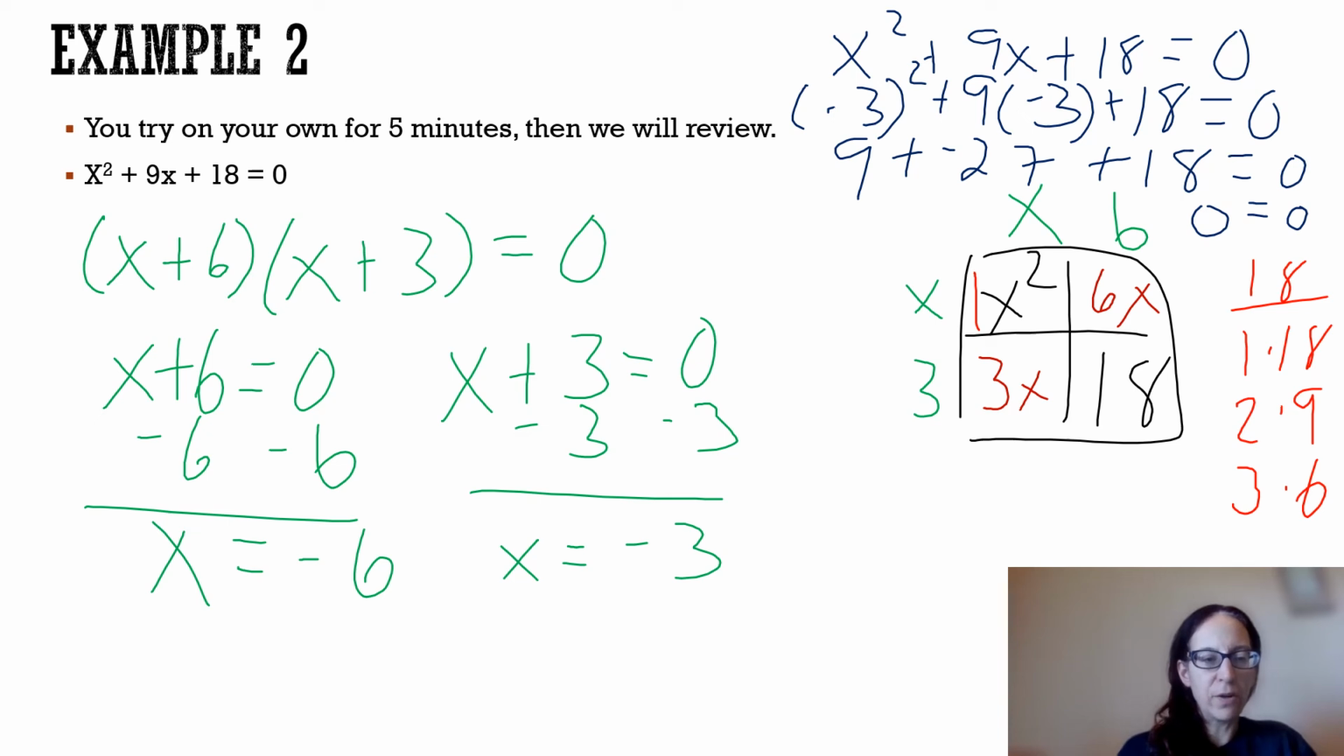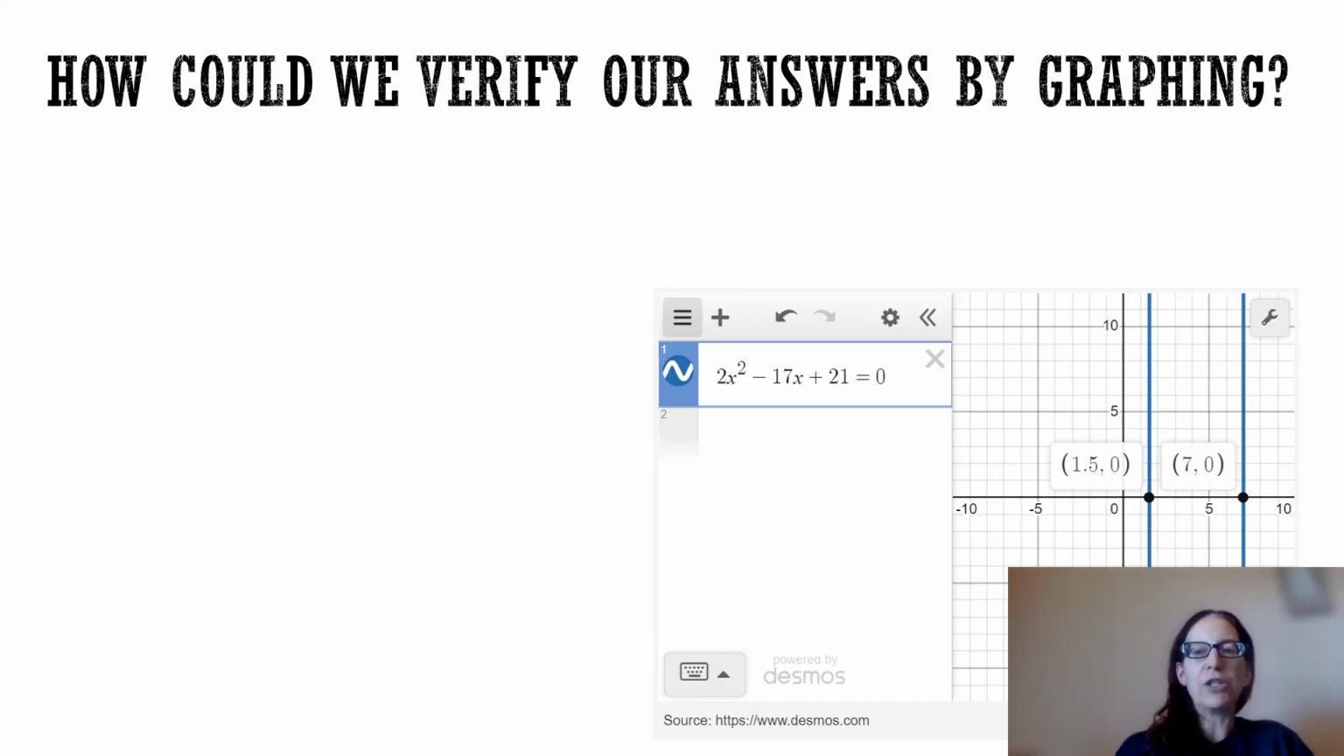All right, so I hope you were at least moderately successful with that, or if you were not, that you feel like you could be now. Now, the last topic we need to cover is how we could verify our answers by graphing, or even solve by graphing. So if you couldn't do the factoring, or you did the factoring but you're not sure you solved it correctly, what could we do in that case?